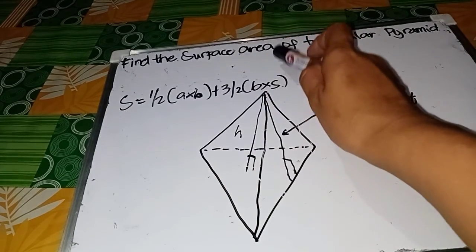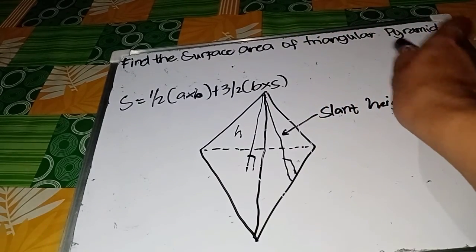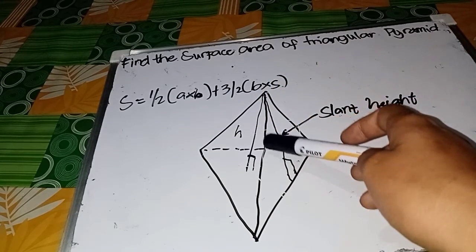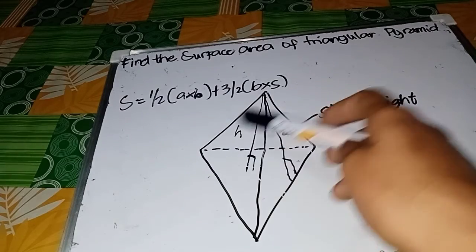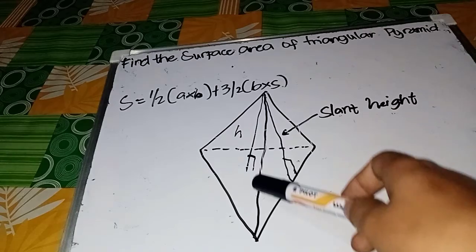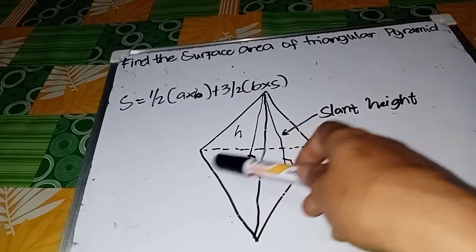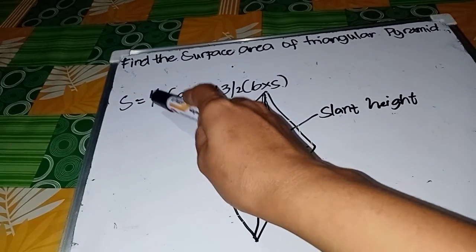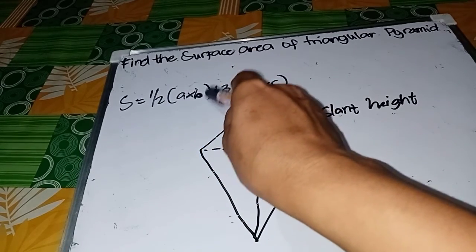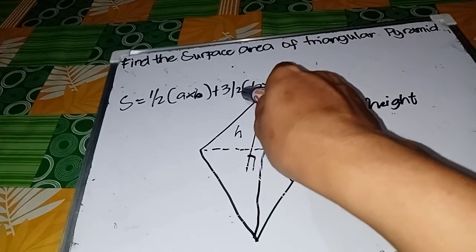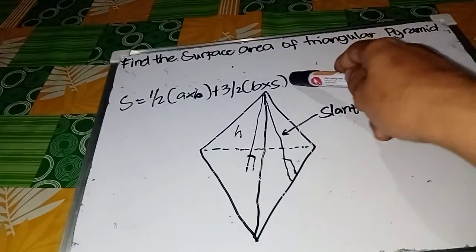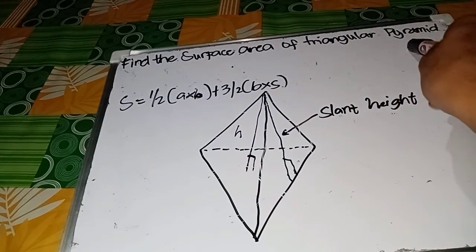Now find the surface area of a triangular pyramid. The surface area of a triangular pyramid is calculated by adding up the area of all the triangular faces of the pyramid. The surface area of a right triangular pyramid equals 1/2 (A times B) plus 3/2 (B times S). This is the formula of the surface area of a triangular pyramid.